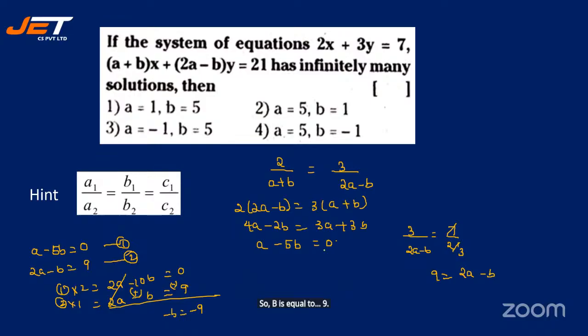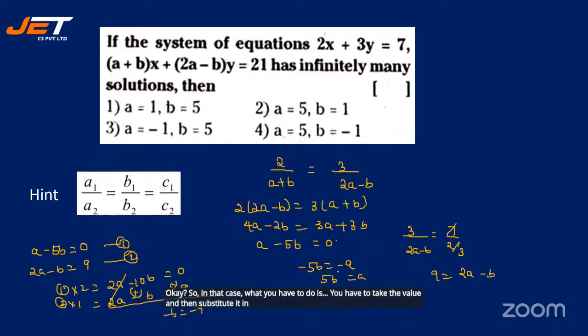Now let us put this in this. Minus 5b is minus a, so a becomes 45, which is not there in the options. So it means that we should not equate it to c1 by c2. In that case, what you have to do is take the values and substitute them in the equations. In that way, you can find out which option is correct.